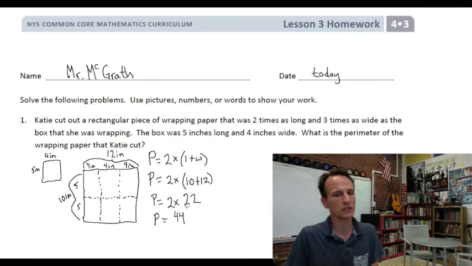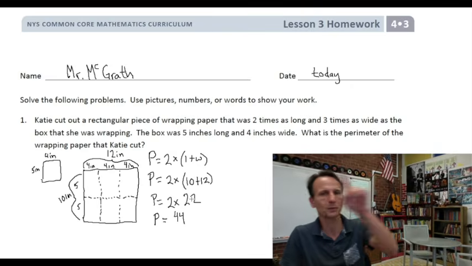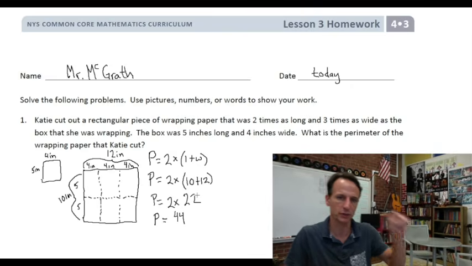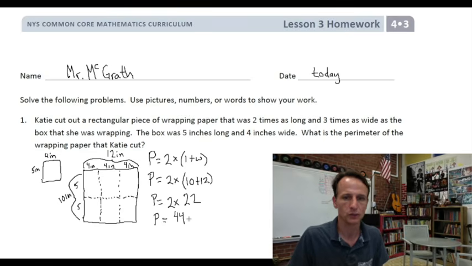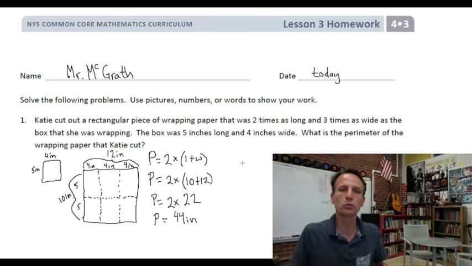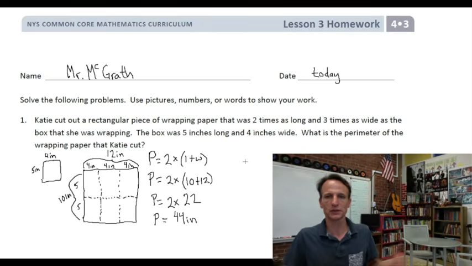Make sure you use the right units. We're talking about the perimeter. We're talking about walking the line, secure the perimeter, walking around that paper. So we're just dealing with straight inches. We're not looking at the area. Can you believe we're already done with number 1? And there's only 4 questions.